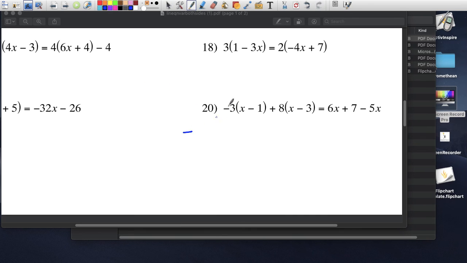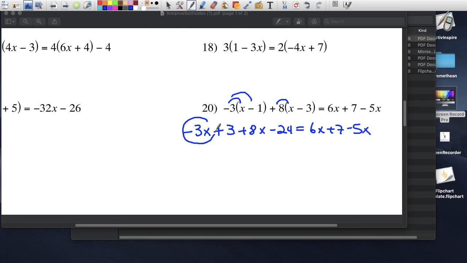Alright, so it's negative 3x plus 3. Careful with your signs. Then it's plus 8x minus 24 equals 6x plus 7 minus 5x. Done. Distributive property check. Combine like terms. This guy with this guy. Remember, not from the other side. They have to be from the same.